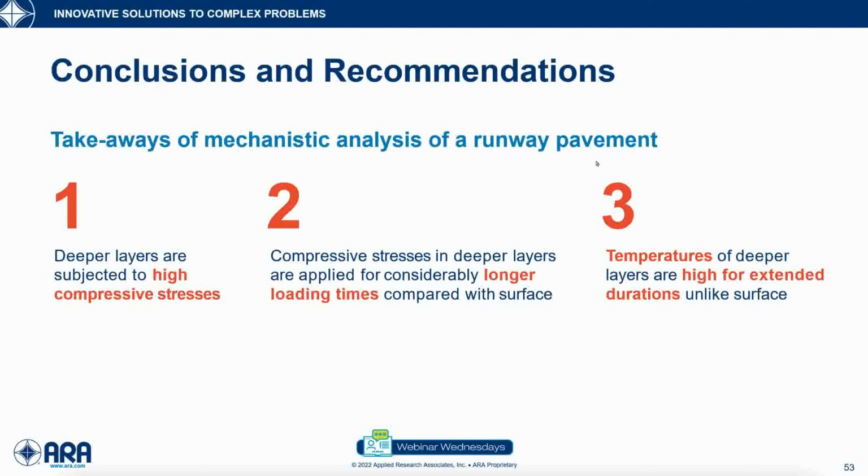Temperatures in the deeper layers are high, not as high as the surface, but they're high enough, and they are applied for extended durations, unlike the surface. And again, that high temperature for a long extended duration makes the asphalt base layer softer and softer as well. That contributes to rutting.